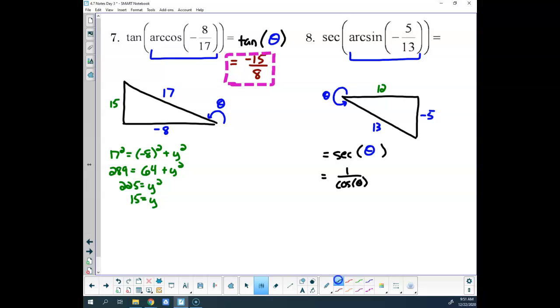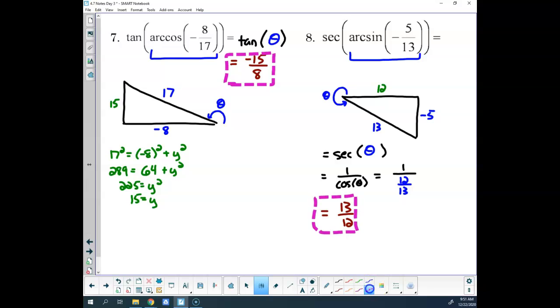The cosine of theta is going to be 12/13 because we're in quadrant number 4. The cosine is positive there. So the reciprocal, or 1 divided by 12/13, is going to be 13/12.